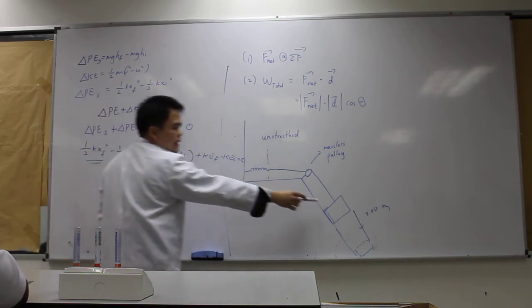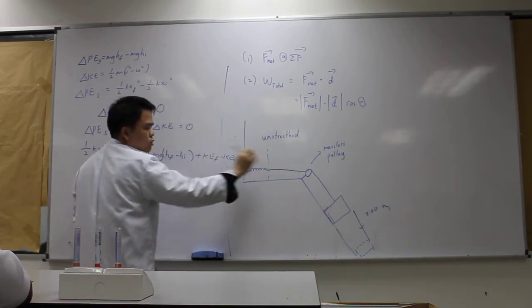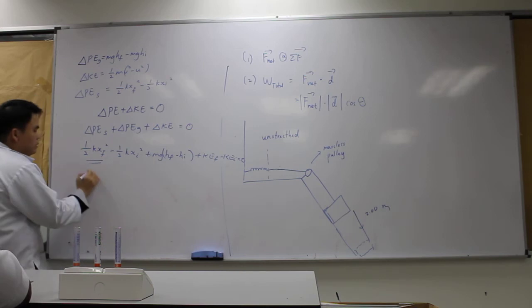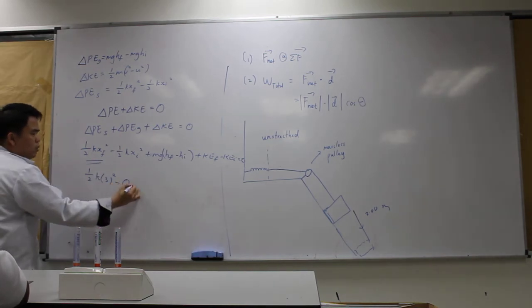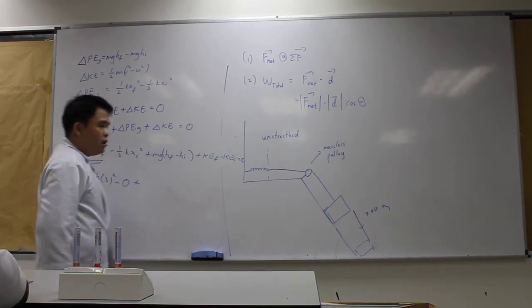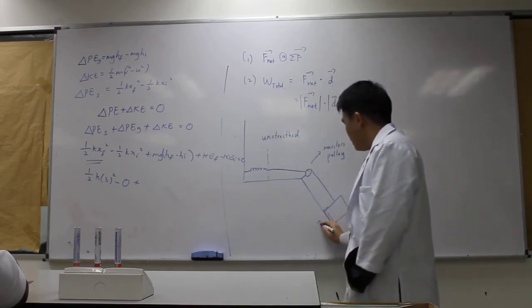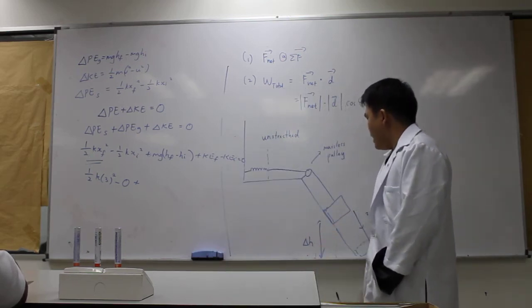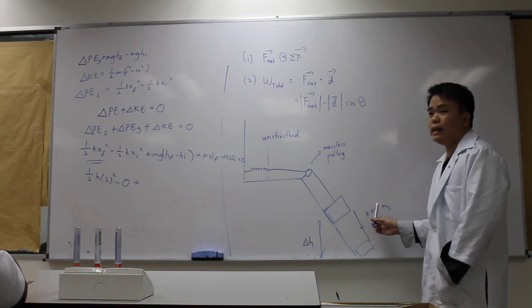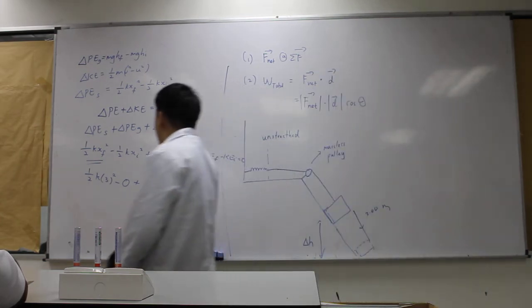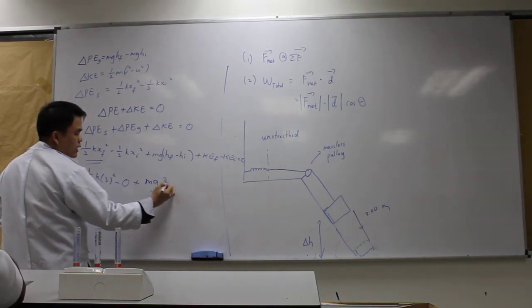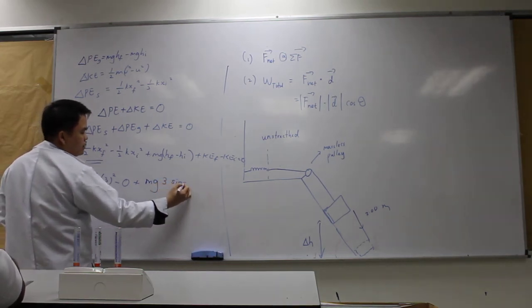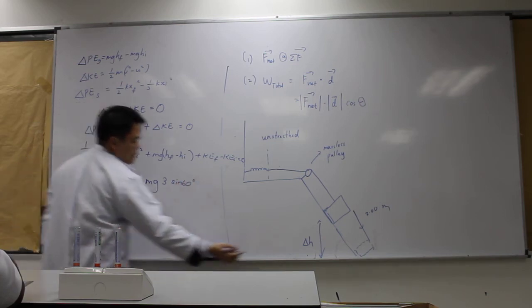For this case, the final one, it is stretched. If it slides down 3 meters, it is stretched 3 meters also. As a result, half k 3 squared. Initially it is unstretched, so it's 0. Plus, here this is the delta h, and you should know that delta h is d sine theta. So I can put it as mg 3 sine 60, let's say theta is 60.